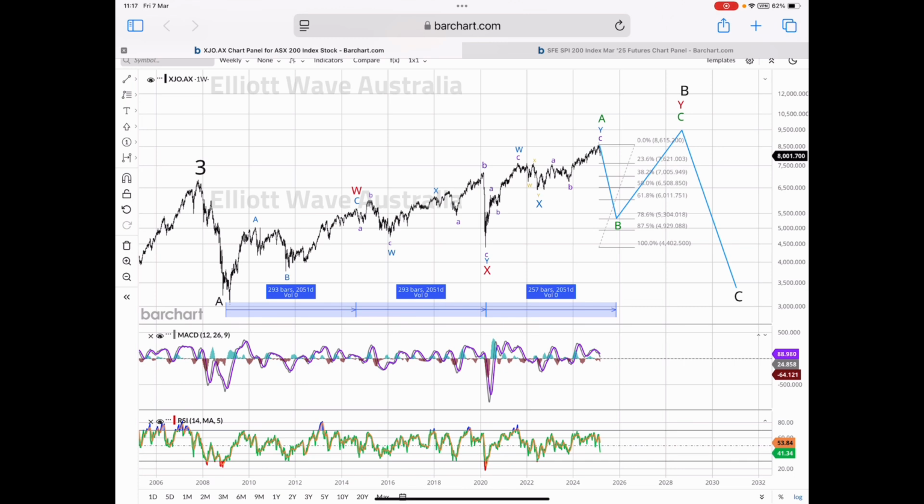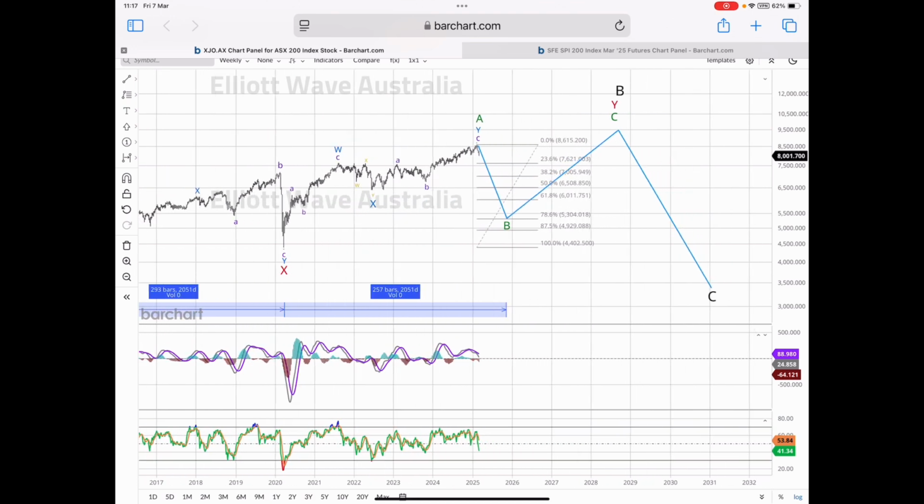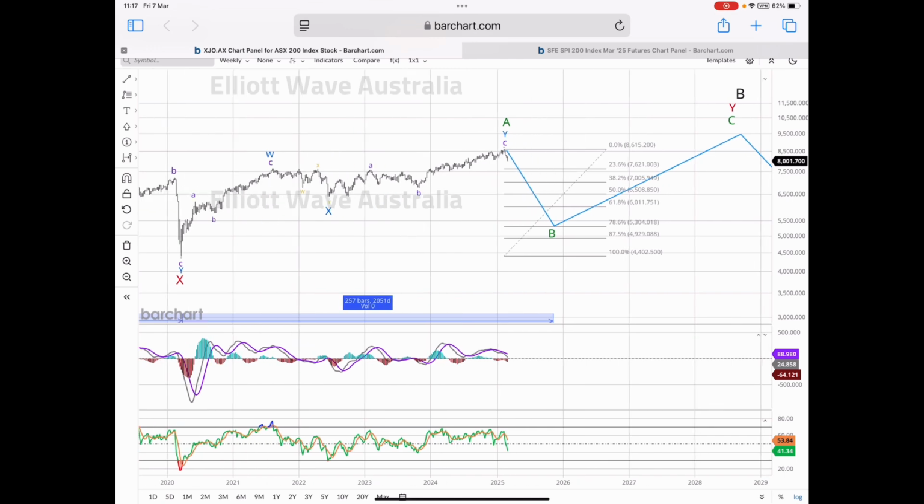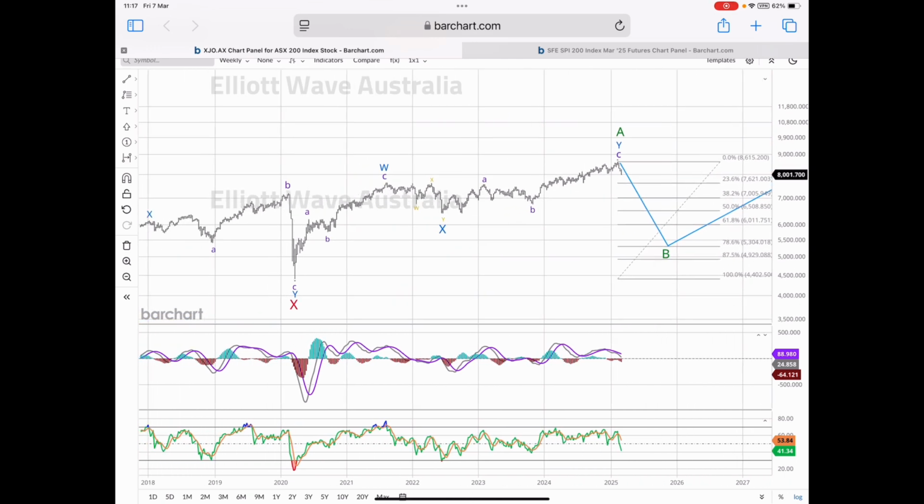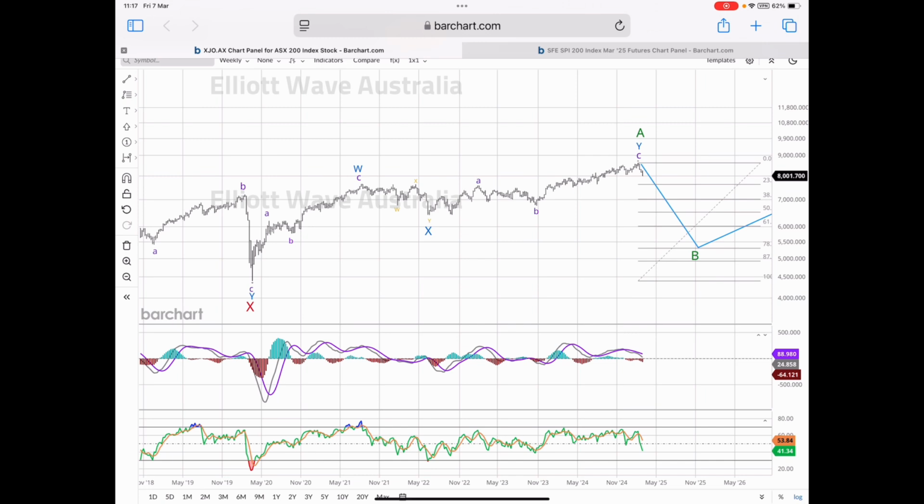Now, what I'll do is just zoom in on the action post GFC low. Now, I've seen a lot of labeling from other people, and they're counting 5 waves up to that August, I think it's August 2021 high that I've got a blue capital W. It's labelled as that on this chart. Now, I don't believe it's 5 waves.